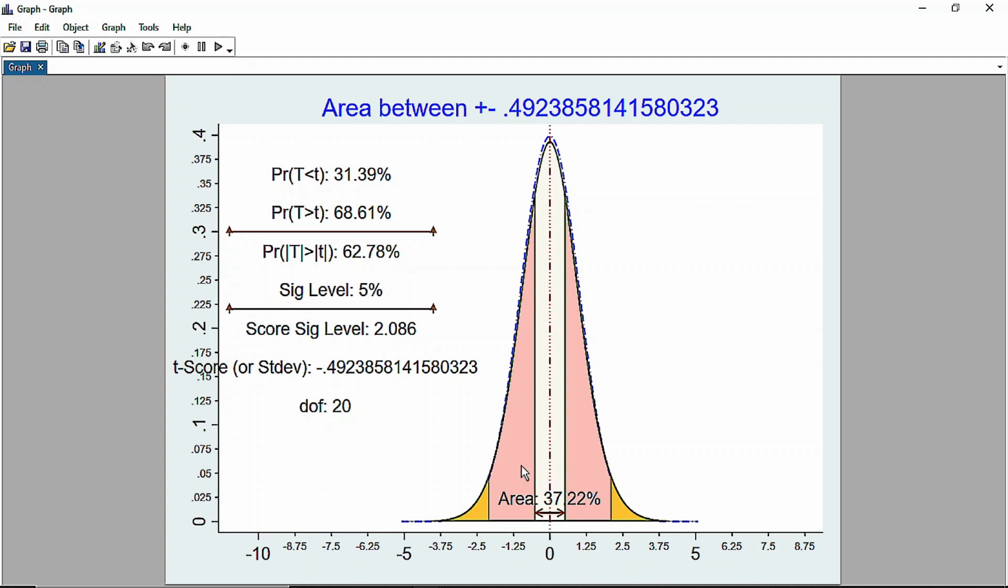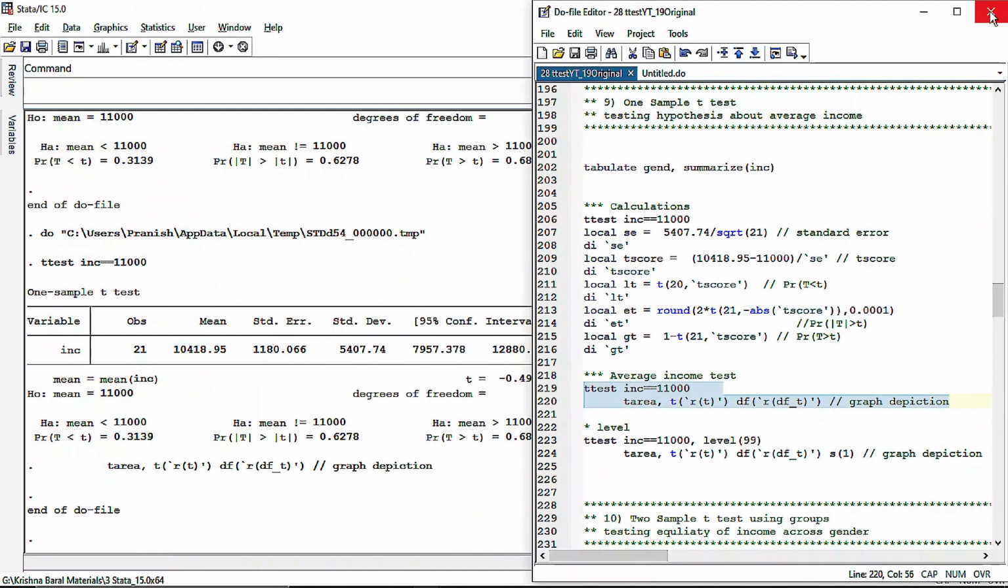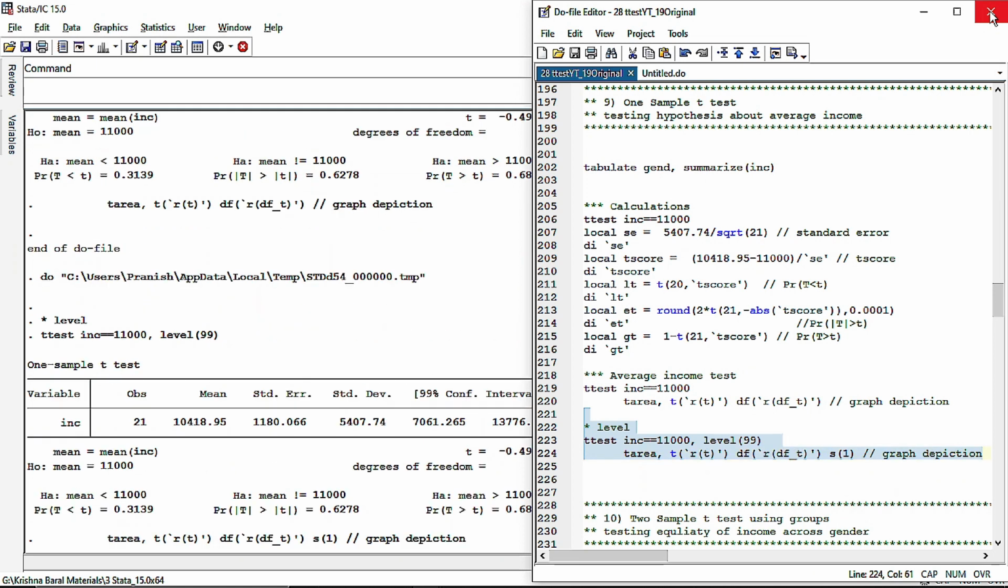So for the two tail test we fail to reject the null, as the p-value is greater than 5%, and likewise for the single tail tests, both the right tail and left tail. So in all three cases we fail to reject the null, and we conclude that the income is in fact 11,000.